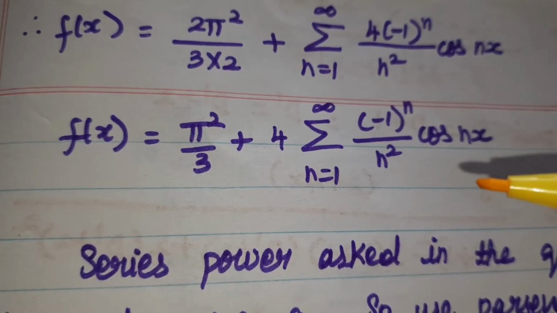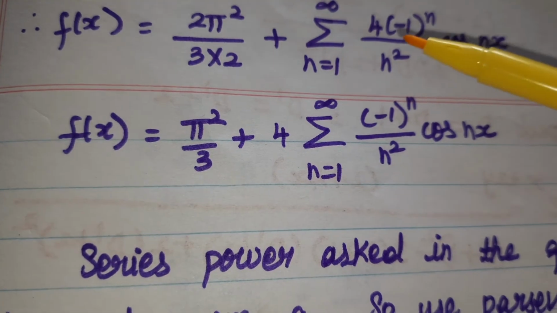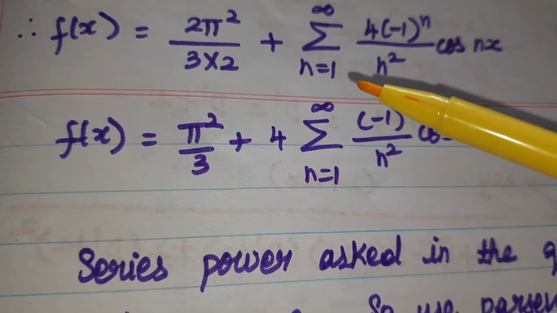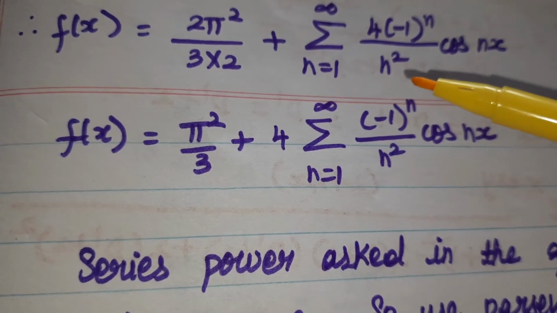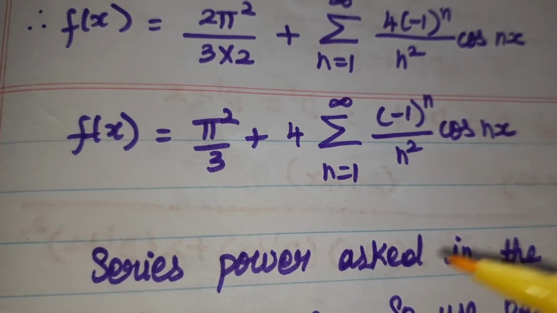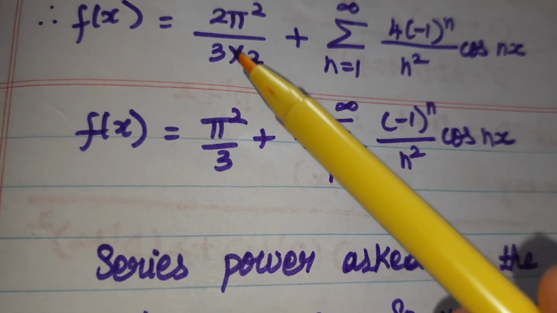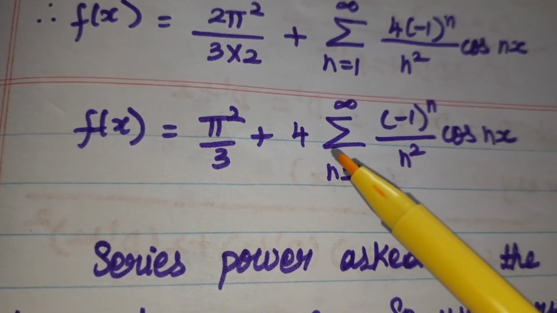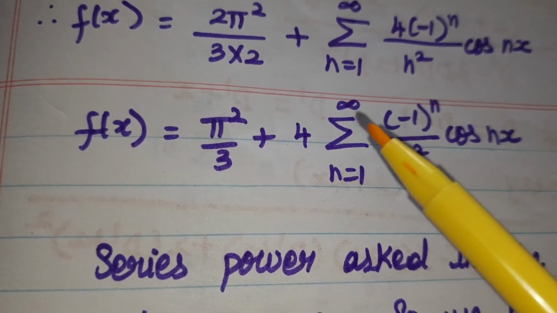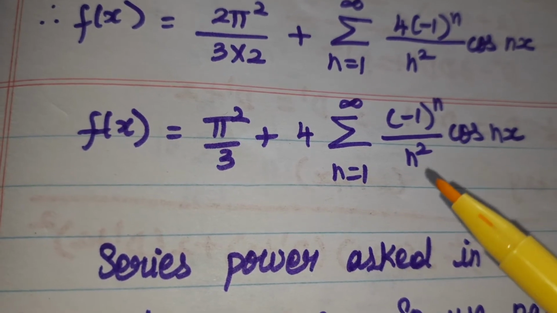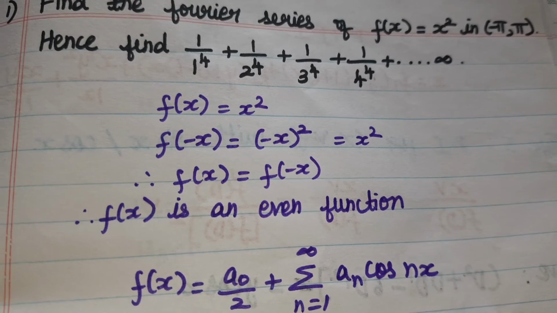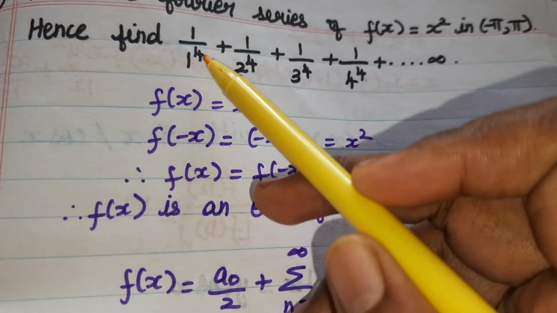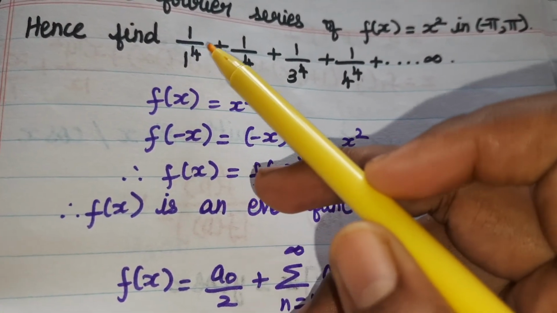Here bn is 0, therefore f of x equals a0 by 2. So 2 pi square divided by 3 into 2, plus summation of n equal to 1 to infinity 4 into minus 1 to the power n divided by n square into cos nx. So 2 and 2 get cancelled, therefore pi square by 3 plus 4 into summation of n equal to 1 to infinity minus 1 to the power n divided by n square into cos nx. In the question, the series power asked is 4, so 1 by 1 power 4, therefore the power is 4.